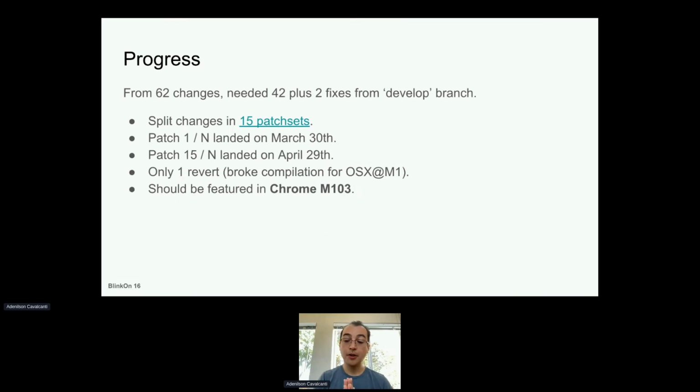Progress. From the 62 changes, I identified that we need to backport 42 changes plus 2 fixes from the develop branch. I decided to split the changes into 15 patch sets. The first patch landed on March 30th, and the last patch landed on April 29th. There was only one revert because it broke compilation for OS X on Apple Silicon, and it should be featured in Chrome M103.